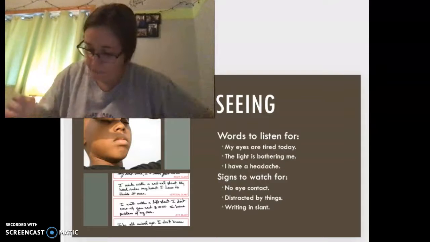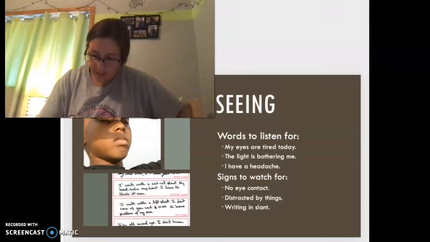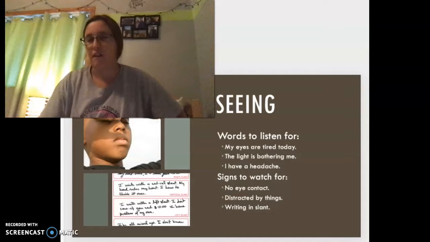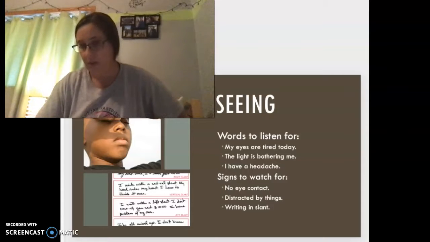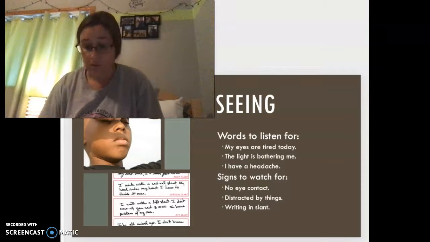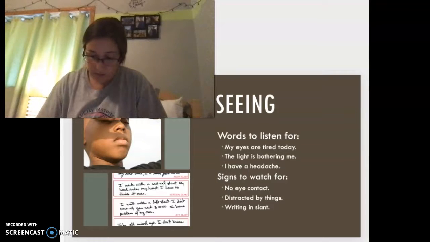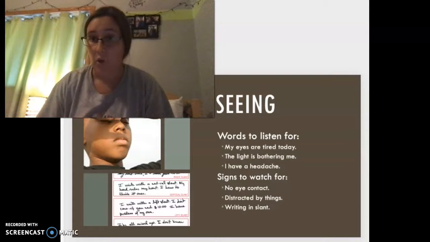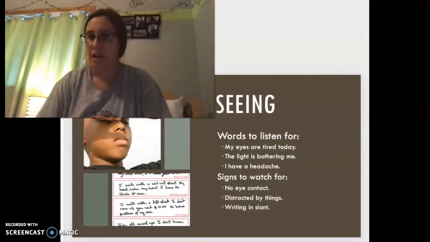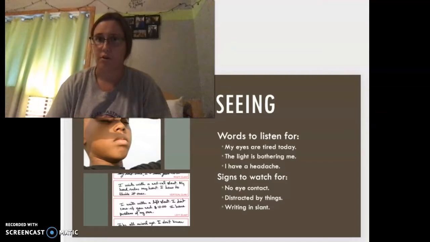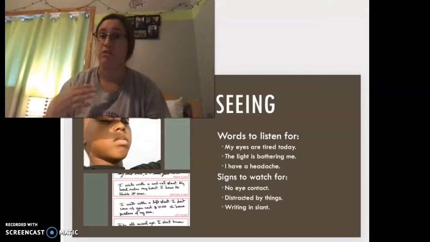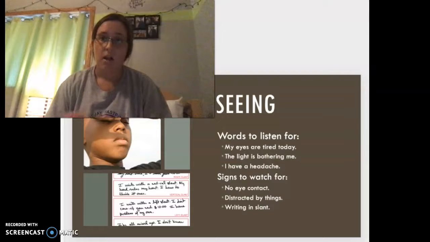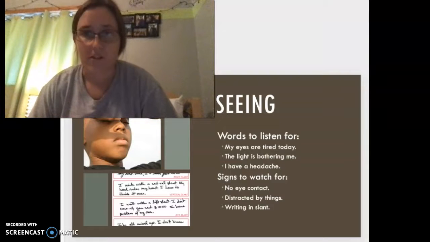But my eyes are tired today, that is going to be the ones that are under-responsive. It's just affecting them. Same with the light bothering them. That could be something too, but it could also be those over-responsive ones. They could say that they're affected by the bright light, or that their eyes are tired. But tired eyes are going to be those under-responsive, because the stimuli is not affecting them. They're just tired. But I have a headache. It's going to go every single way.